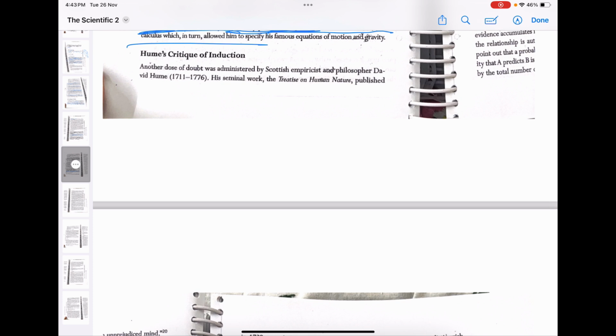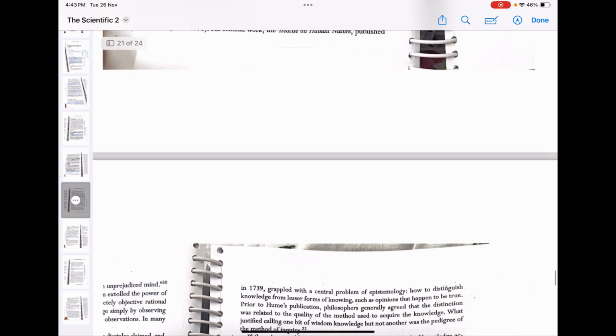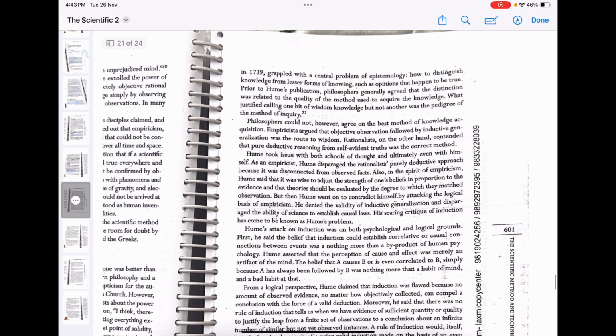Hume's critique of induction. Another dose of doubt was administered by Scottish empiricist and philosopher David Hume. His seminal work, the Treatise of Human Nature, published in 1739, grappled with the central problem of epistemology: how to distinguish knowledge from lesser forms of knowing, such as opinions that happen to be true. Prior to Hume's publication, philosophers generally agreed that the distinction was related to the quality of the method used to acquire the knowledge. What justified calling one bit of wisdom knowledge but not another was the pedigree of the method of inquiry. Philosophers could not, however, agree on the best method of knowledge acquisition.